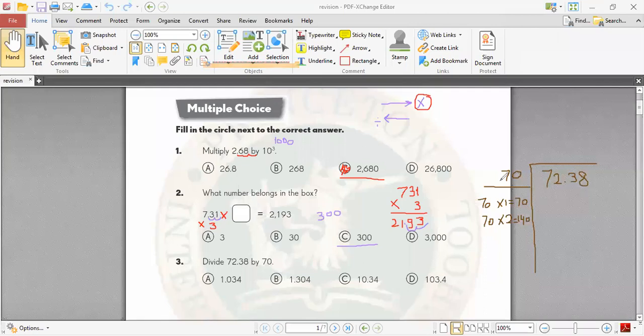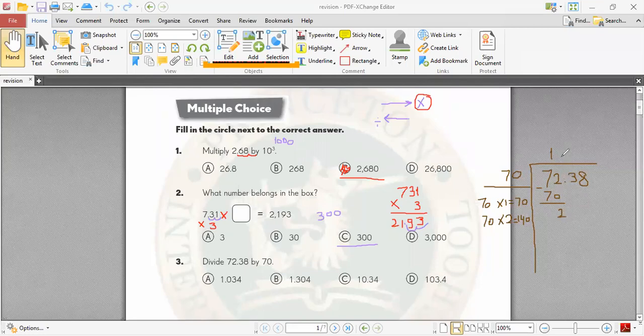72 divided by 70. 72 is here between 70 and 140. So we're going to put up 1 and put down 70. Then subtract. So 72 minus 70, this is 2.